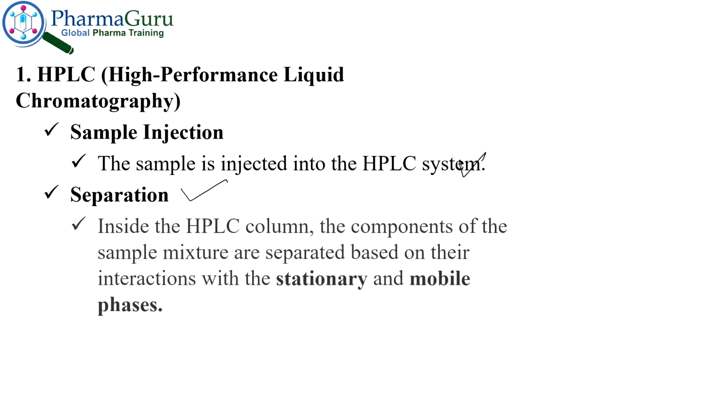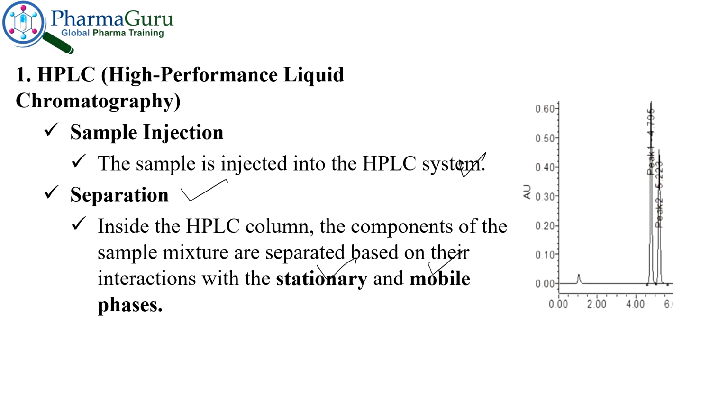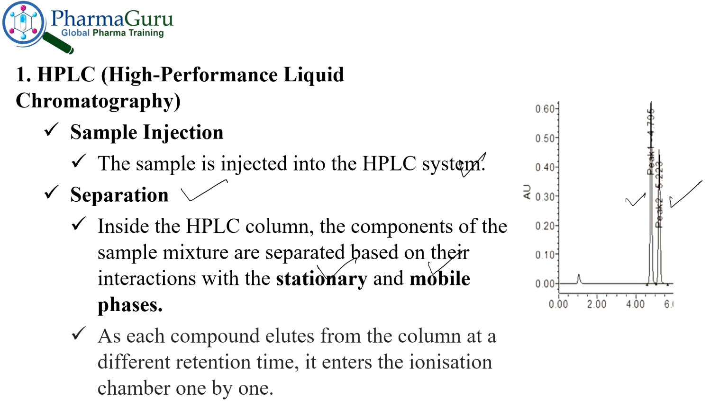Second, separation. Inside the HPLC column, the components of the sample mixture are separated based on their interaction with the stationary phase and mobile phase, and separation is governed by the polarity of the components, the polarity of the stationary phase, and the polarity of the mobile phase. See how two components get separated. Now each compound elutes from the column at a different retention time. It enters the ionization chamber one by one.